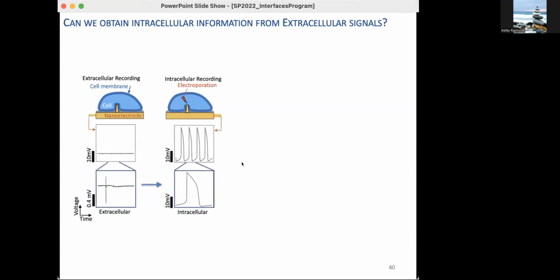And I will just touch on one small project that we're working on, and that is whether we could use our platforms to actually obtain intracellular information from extracellular signals. As I mentioned, one of the advantages of our platform is that we can record extracellular signals and intracellular signals from the same cell at the same time. So imagine that on the left, I have my electrode that is sitting outside the cell, so I measure these extracellular signals. And on the right, after my electroporation, I can record intracellular signals. So we have recorded thousands of pairs of extracellular and intracellular signals.